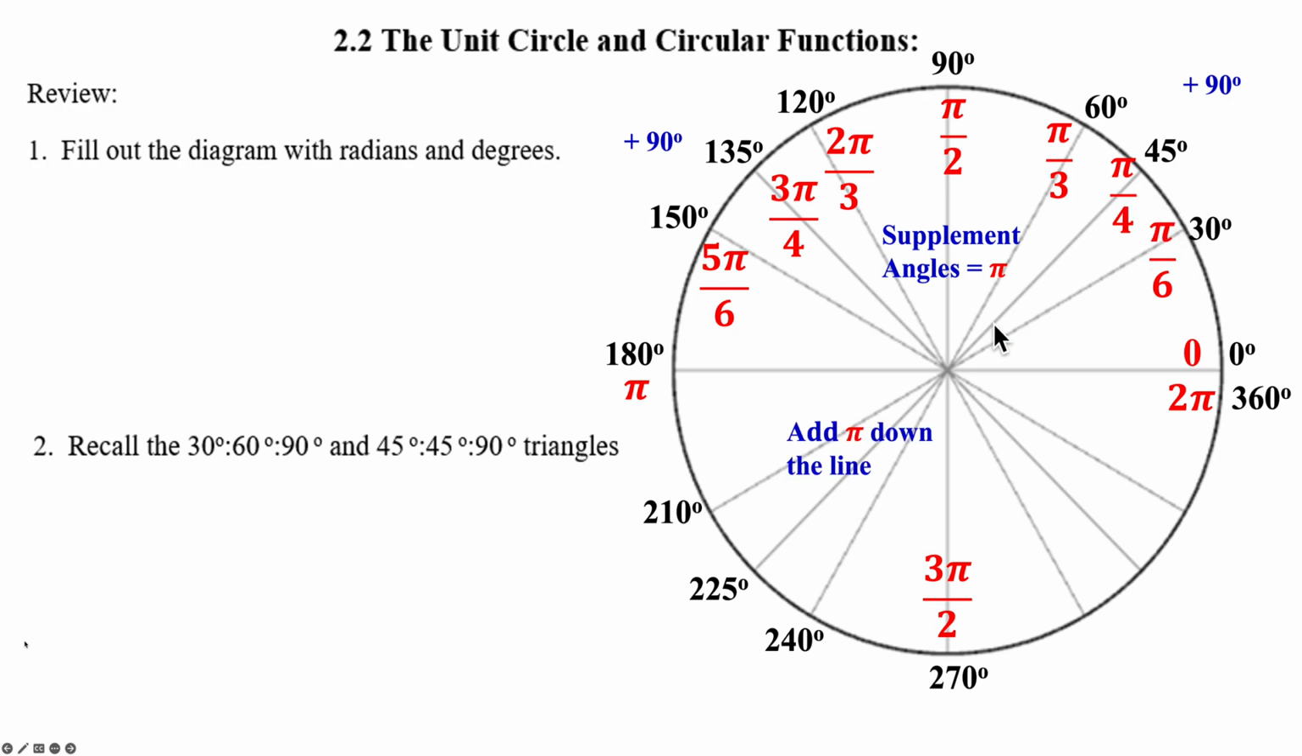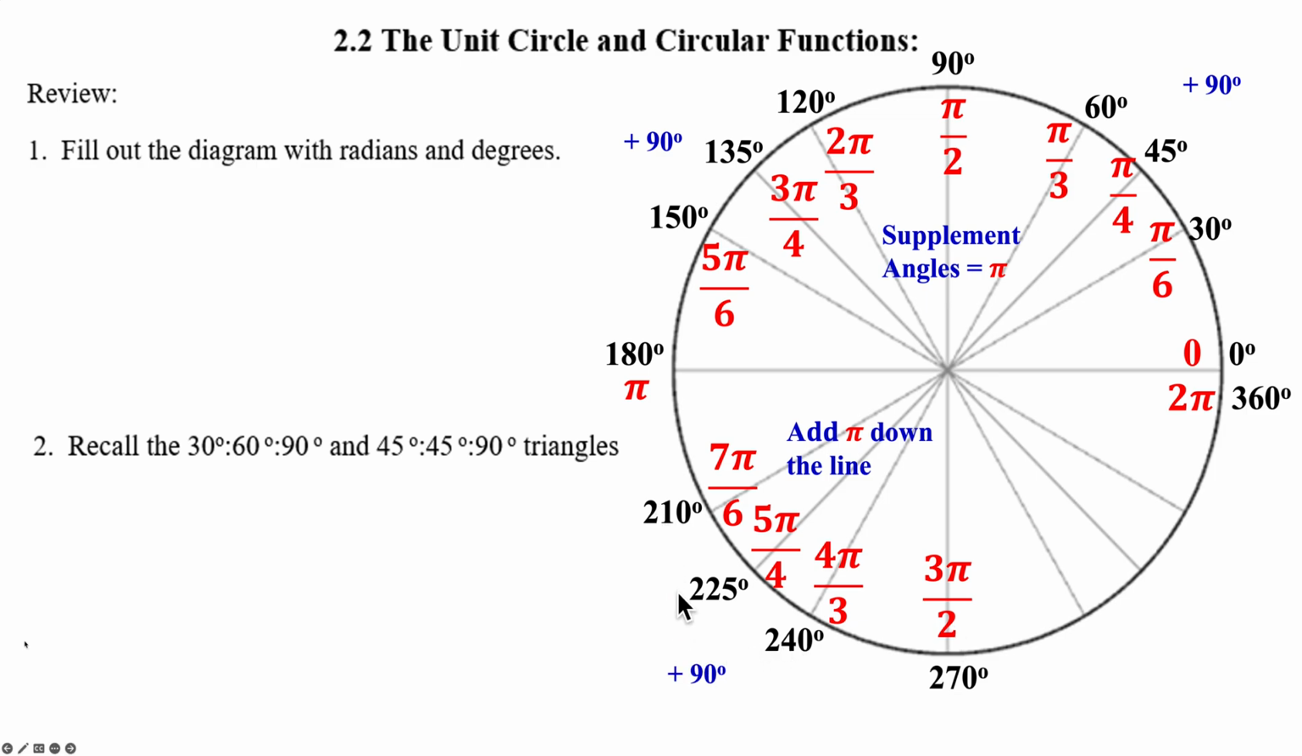Down the line, you add a pi, because a straight line is 180 degrees. It's pi units. So now it's 6 plus 1. The reason I say 6 is because pi is 6 pi over 6, plus 1 pi over 6 gives you 7 pi over 6. 4 plus the 1, 5 pi over 4. 3 plus the 1, 4 pi over 3. And it works for the 90 as well. 2 plus 1, 3 pi over 2.